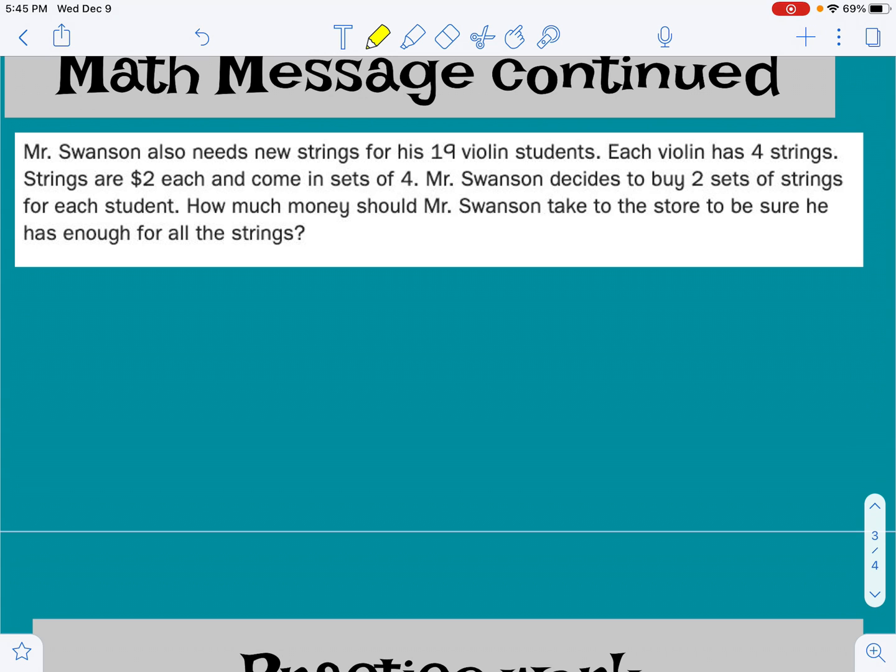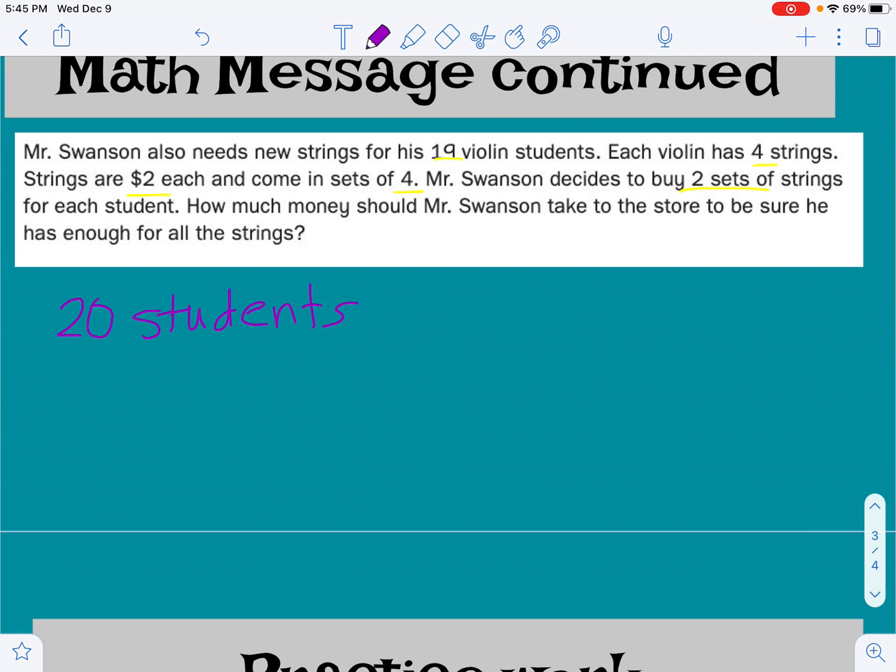Well, when we look at this problem, we see 19, 4, $2, 4. We might want to think about estimating first, because when I look at the question, how much money should Mr. Swanson take to the store to be sure he has enough, it doesn't mean I need to know exactly how much he needs. I just need to be sure he has more than enough. So when I see 19 violin students and I'm making an estimate, I want to round that to 20 students because that's going to be a number that's easier for me to work with.